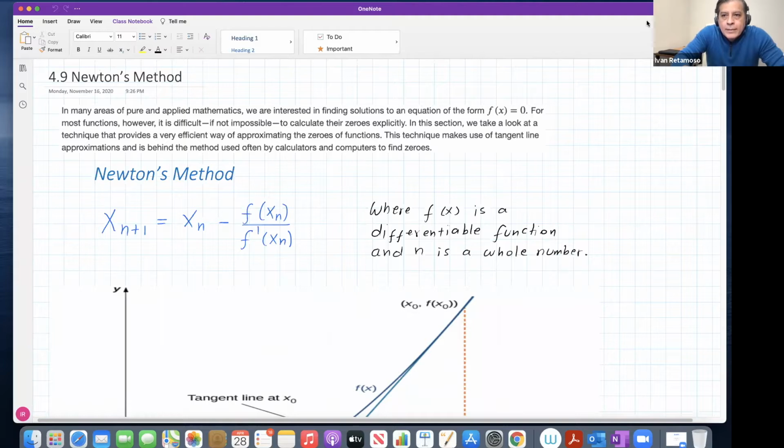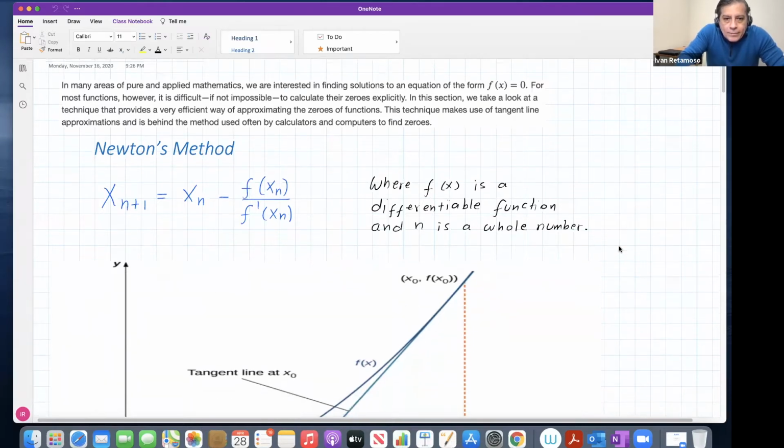Welcome, Jason. We just started with Newton's method. Application of derivative again. Remember, guys, I told you in calculus, the hero is the derivative, because the derivative helps you do basically everything that you have to do in calculus. So this is one more application of derivatives.